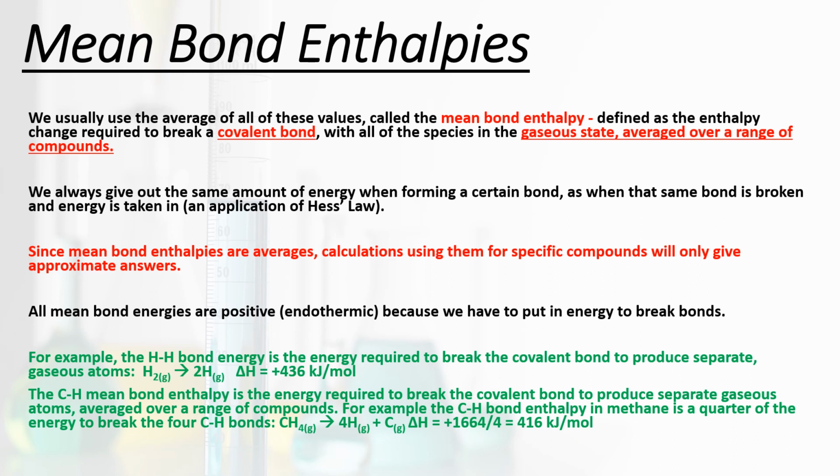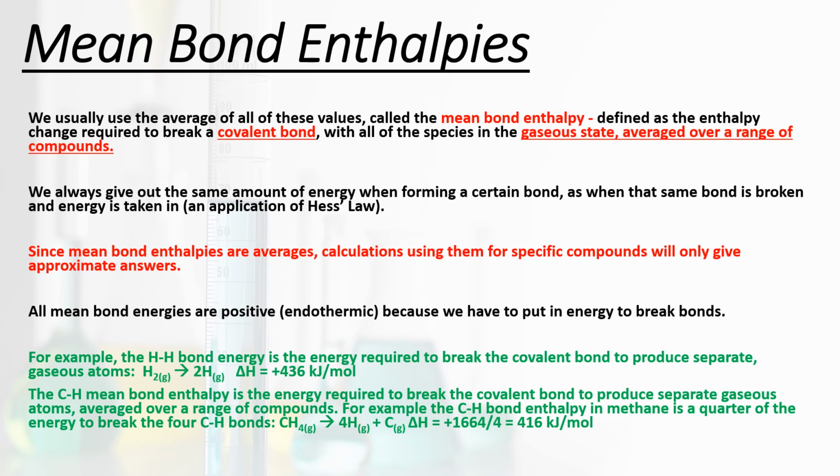However, we're looking for the mean bond enthalpy of the CH bond, so it's actually a quarter of the energy to break it, because we're looking for how much it takes to break 1 CH bond. Our actual enthalpy change for that reaction is breaking 4 CH bonds. So we have to divide by 4. So the mean bond enthalpy for the CH bond is 460 kilojoules per mole.